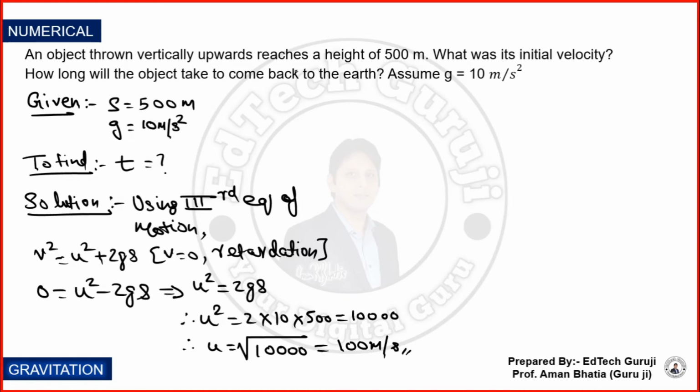Now to find time. Initial velocity is clear. What is our initial velocity? Initial velocity is coming 100 meter per second. Now for time we use the first equation of motion. So using the first equation of motion.